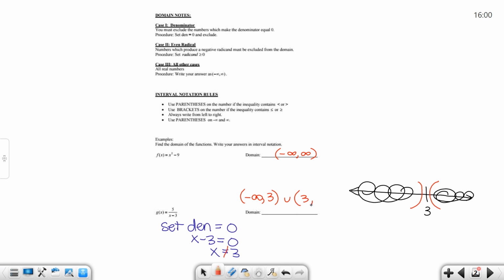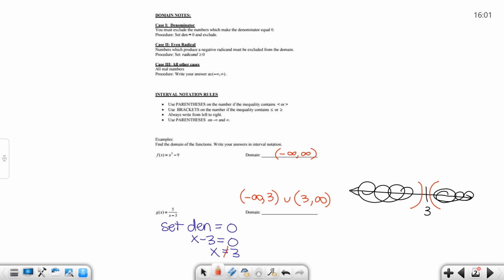union 3 to infinity. Now the question I get asked the most is, you said exclude 3, but you put 3 in the answer, and that's a matter of the symbol. The symbol parenthesis means get as close as you can to the number but not include it. So in this case that would be something like 2.999999999. A bracket means include, but parentheses mean get as close as you can to it without including it.